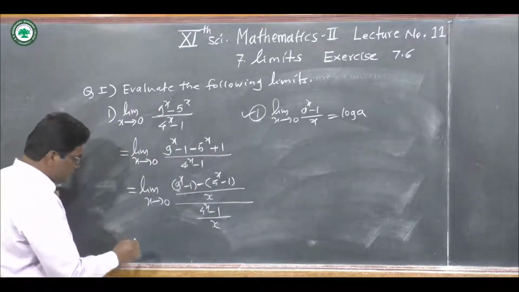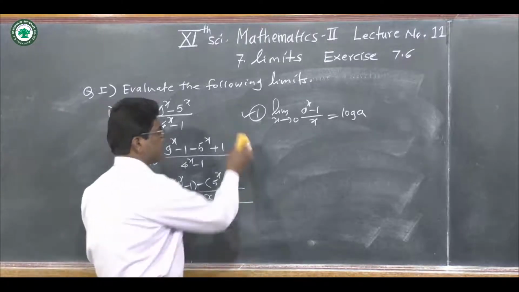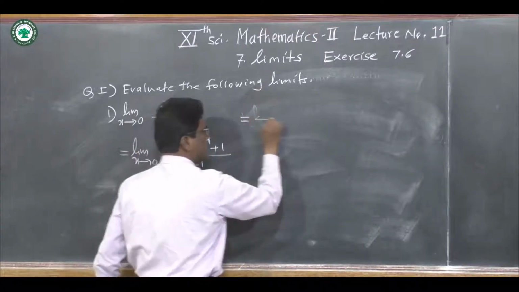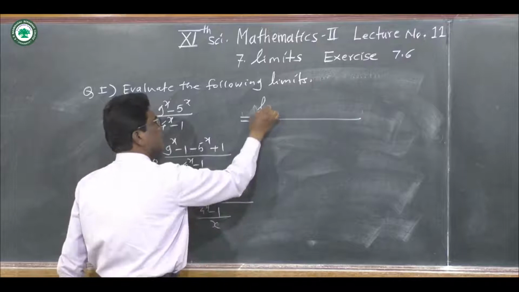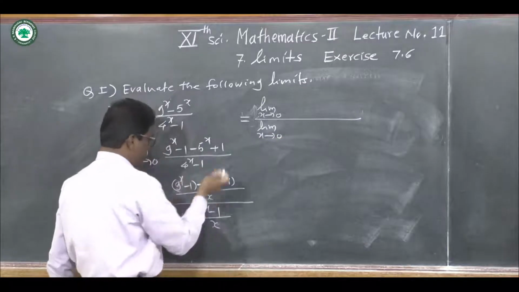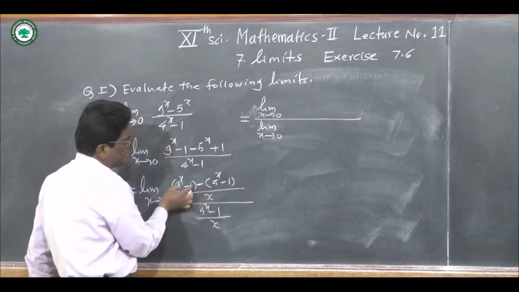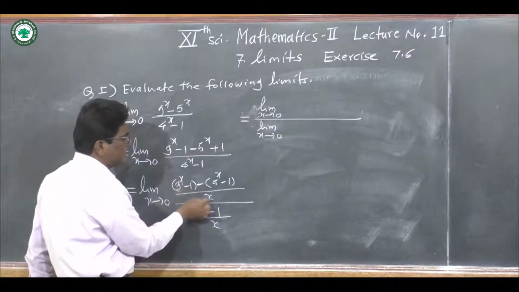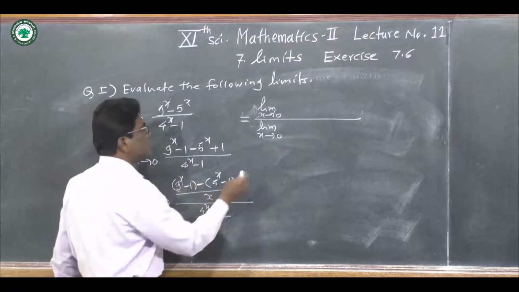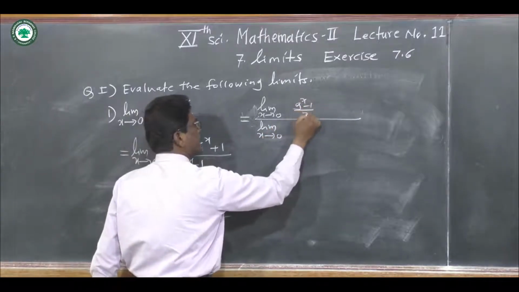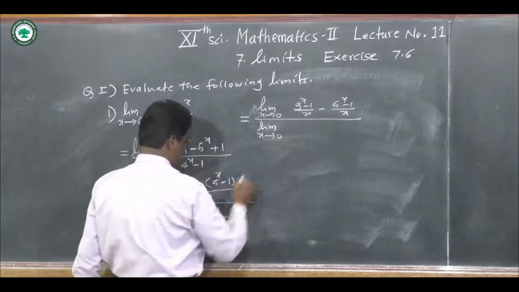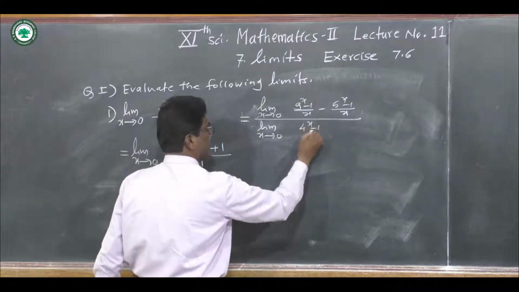Get it? So this is equal to the limit as x tends to 0. We separate the limit to numerator and denominator. In the numerator, we divide by x separately: 9 to the power x minus 1 divided by x and 5 to the power x minus 1 divided by x. So 9 to the power x minus 1 upon x minus 5 to the power x minus 1 upon x, and in the denominator, 4 to the power x minus 1 upon x.